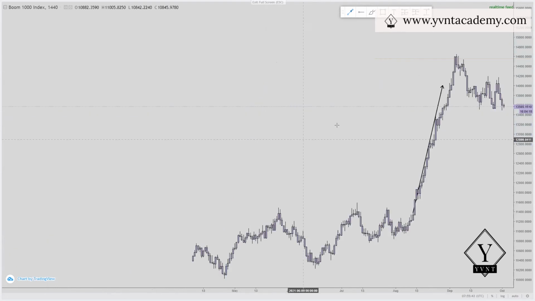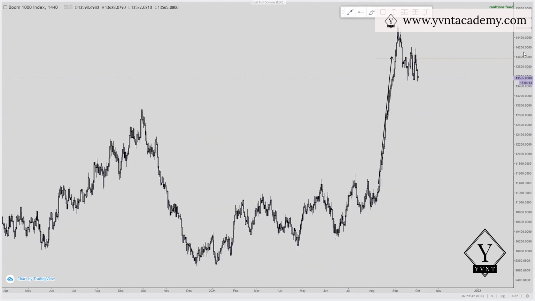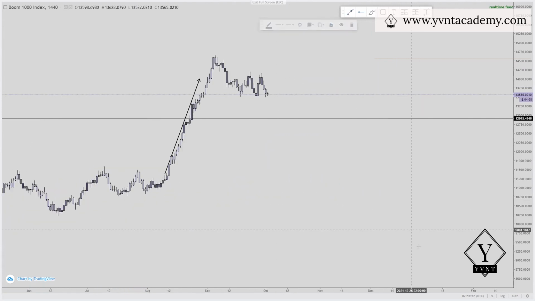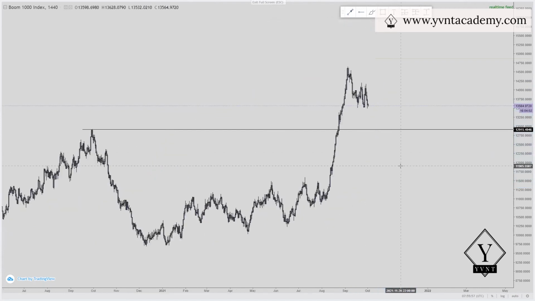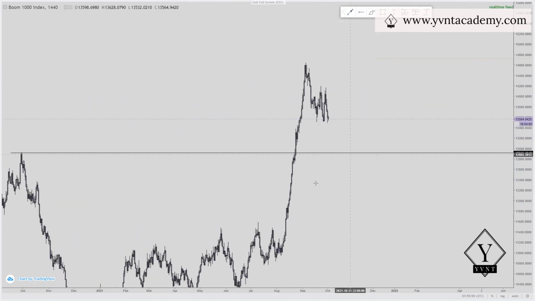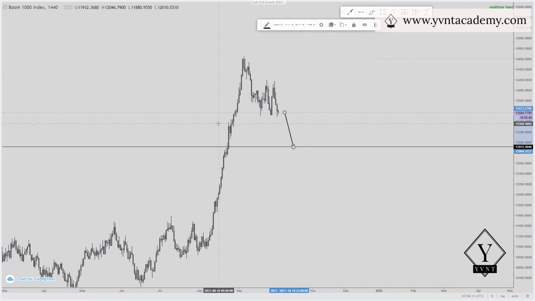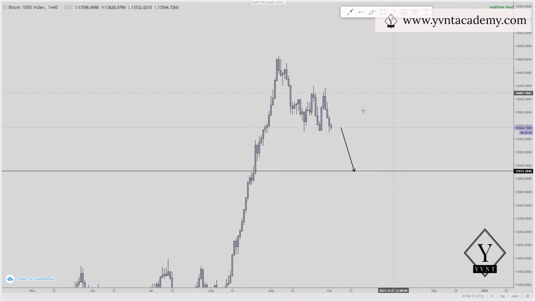So on boom, let me see what we can work with. Looking at the left hand side, this is where I can expect price to drop to. If it was crash, you could just spike and get there earlier. But it's boom, and it's on a daily time frame, so the movement to the downside might take some time.